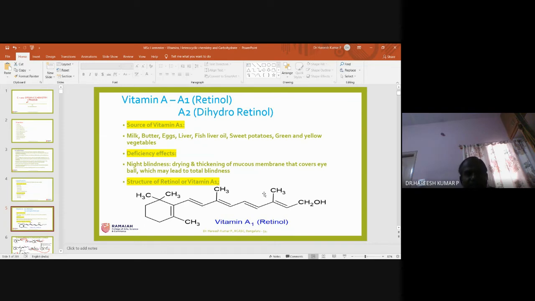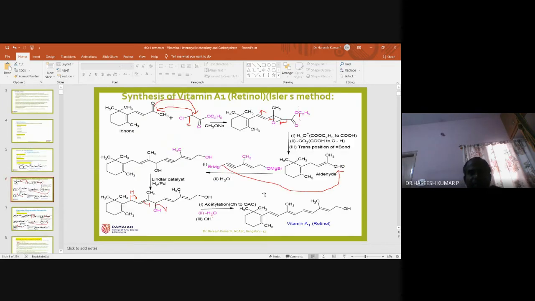With this I will go to the next slide, where I will discuss the synthesis of vitamin A1, nothing but the synthesis of retinol. On the next slide, you can observe that the name of this compound is ionone, more particularly beta ionone. That means the synthesis of vitamin A1 is possible starting with beta ionone.